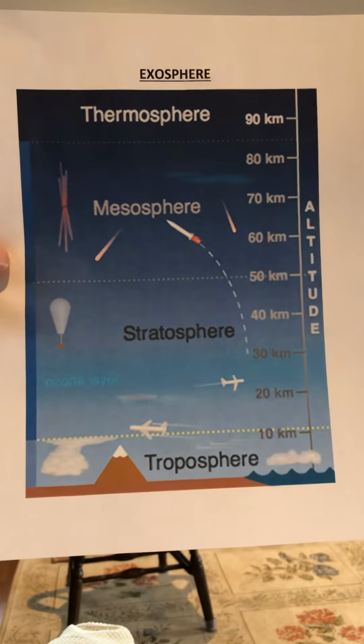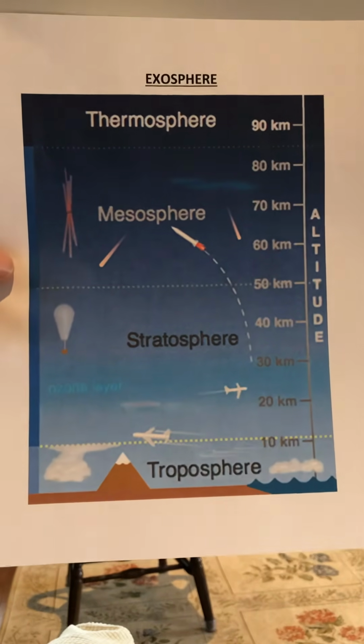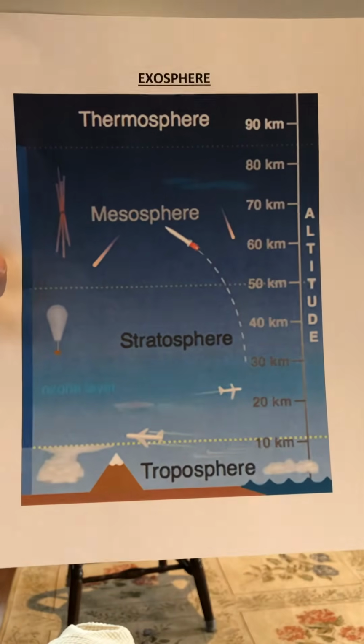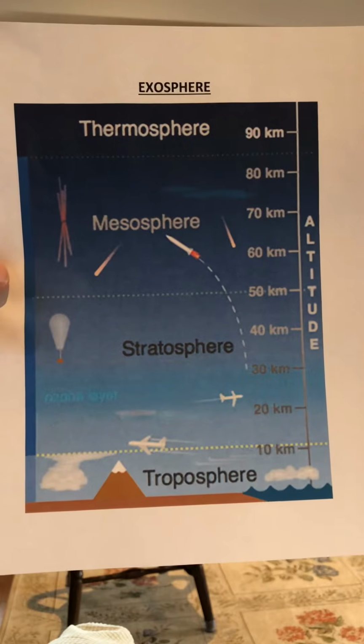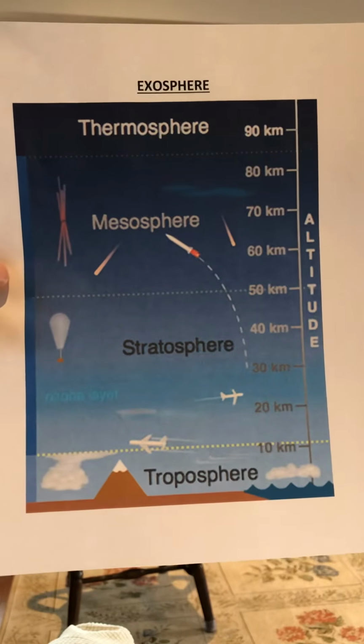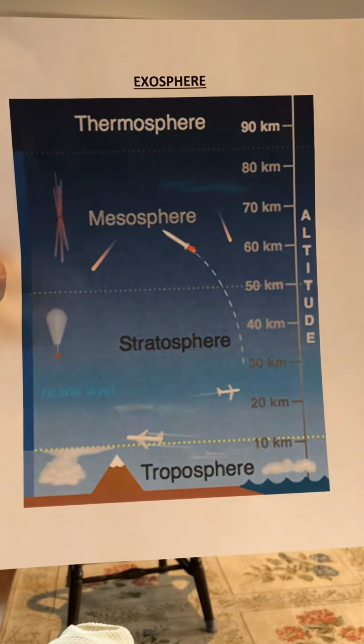Today's lesson, boys and girls, as you can see, layers of the atmosphere. Most books list 5 layers. The troposphere, starting at planet Earth, the troposphere, the stratosphere, the mesosphere, the thermosphere, and the exosphere.